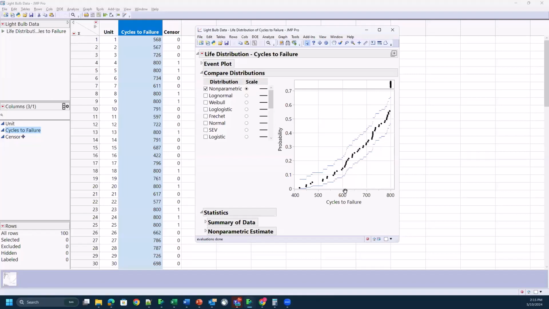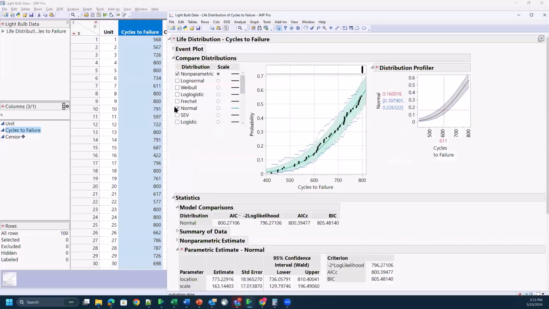But we can do better than that. We've got all these other distributions, parametric distributions that we can fit. For instance, here's the normal distribution that we were talking about earlier. So if I turn the normal distribution on, I can see this is how well the normal distribution fits that data. And it looks pretty good. It fits it pretty well.